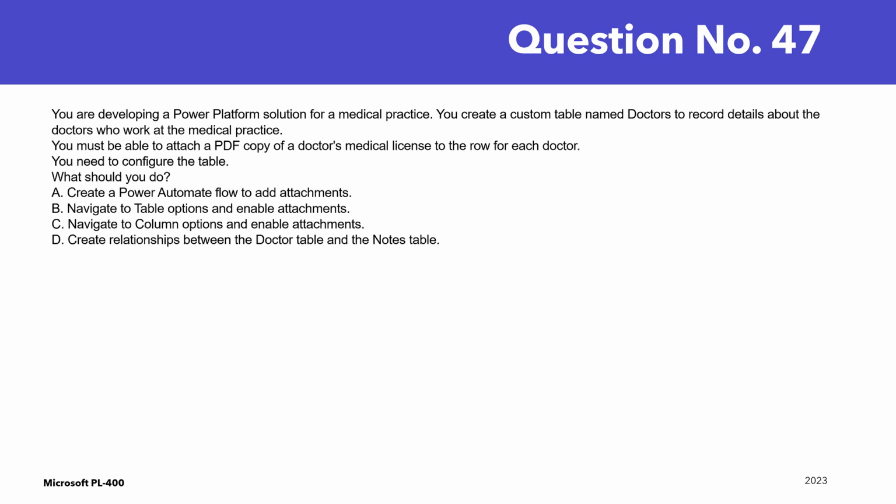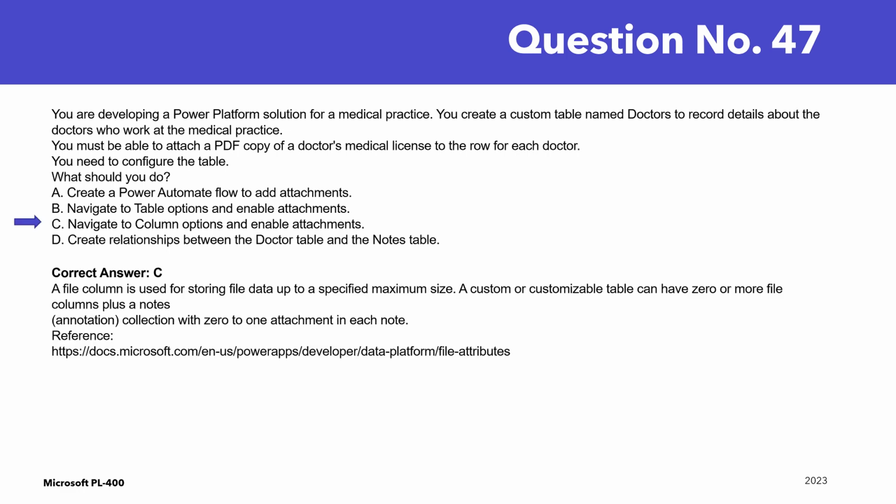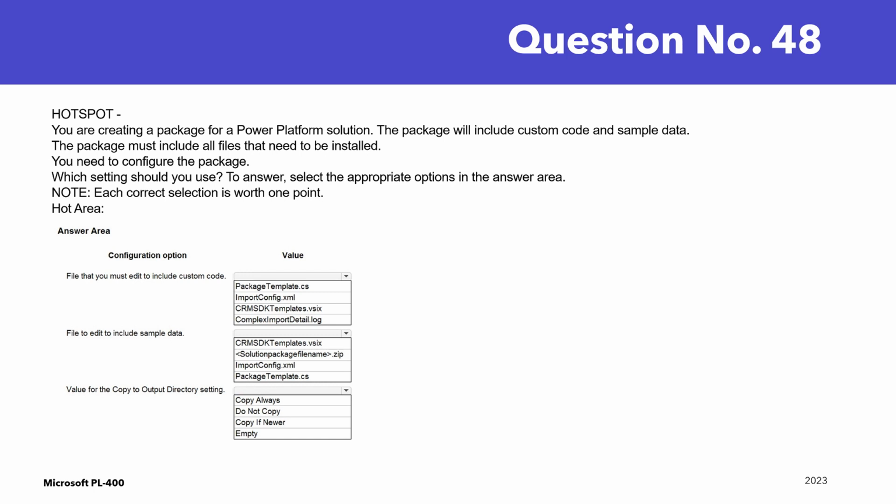What should you do? A. Create a Power Automate flow to add attachments. B. Navigate to table options and enable attachments. C. Navigate to column options and enable attachments. D. Create relationships between the doctor table and the notes table. Correct answer, C.